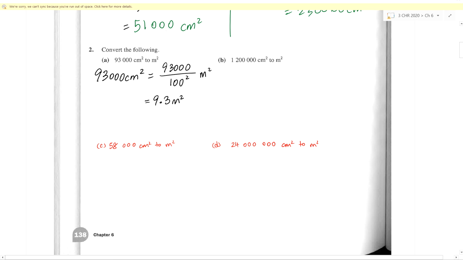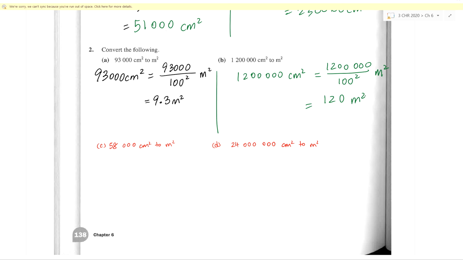Part B. Now we are going to divide. So 1, 2, 0, 0, 0, 0, 0 square centimeters. Since you know how to do this without question already, make sure you don't make any careless mistakes. Count the number of zeros properly. Same number. 2, 1, 2, 3 divided by 100 square. And this will be in square meters. 1, 2, 3, 4. Answer 120 square meters. All I did was to just cancel away the common zeros. I know there are 4 zeros at the bottom, so I just remove 4 zeros on top. That will be my answer.